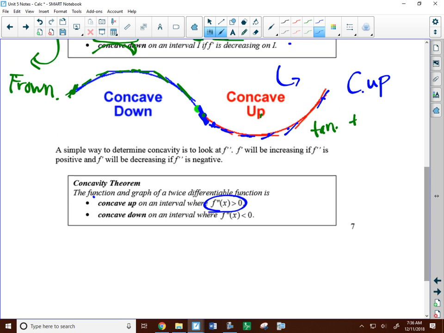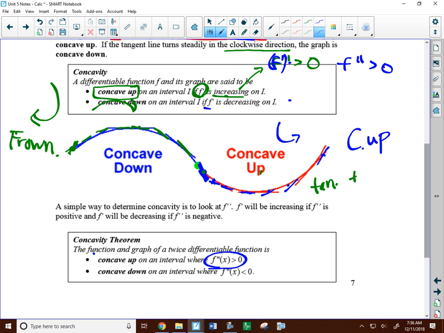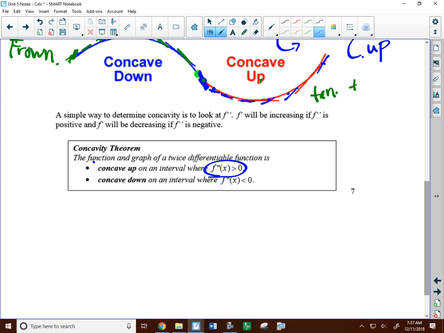And as you can imagine, concave down is where f prime is decreasing. Decreasing yesterday was f prime less than 0, but now we're dealing with the function f prime. So I have to change this to f prime, its derivative less than 0. So it becomes f double prime less than 0, which is what it says down here.